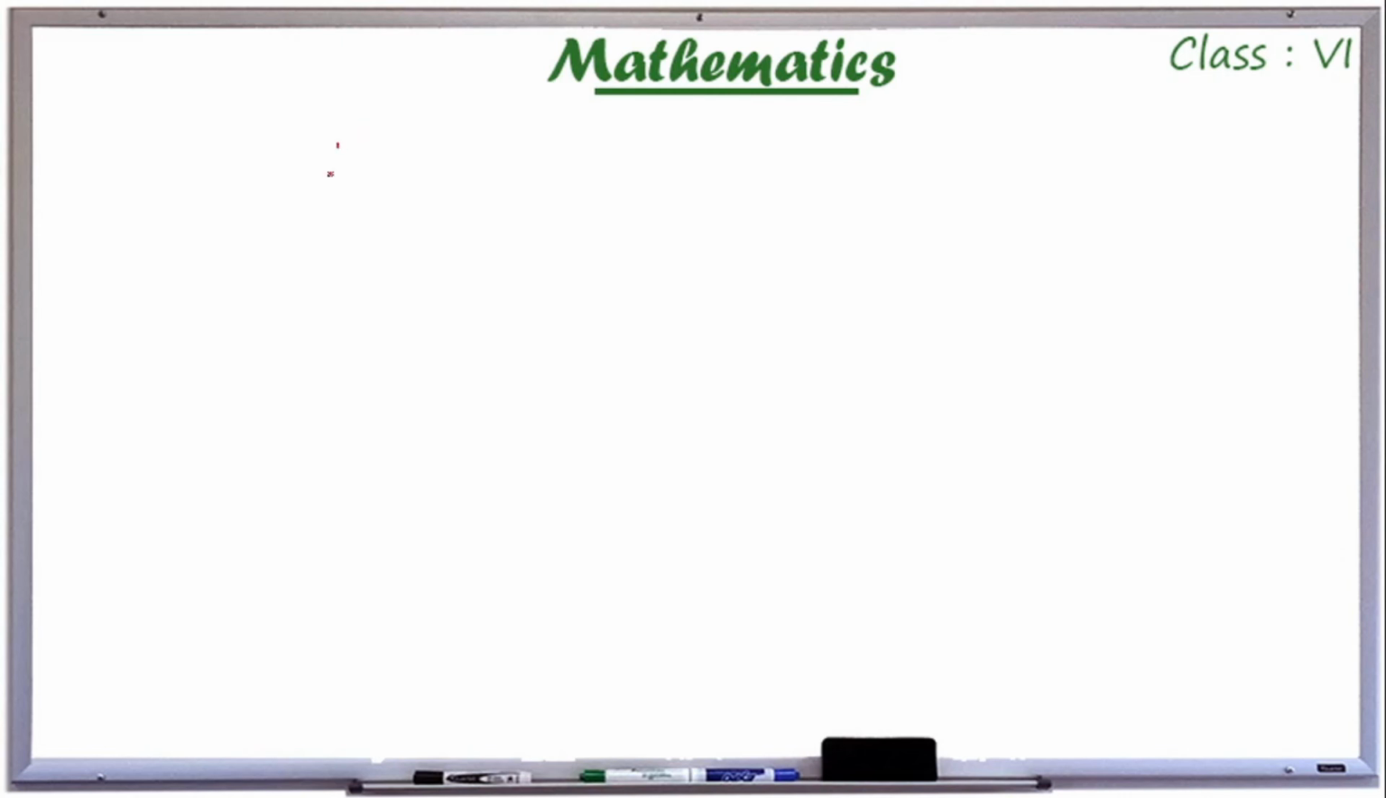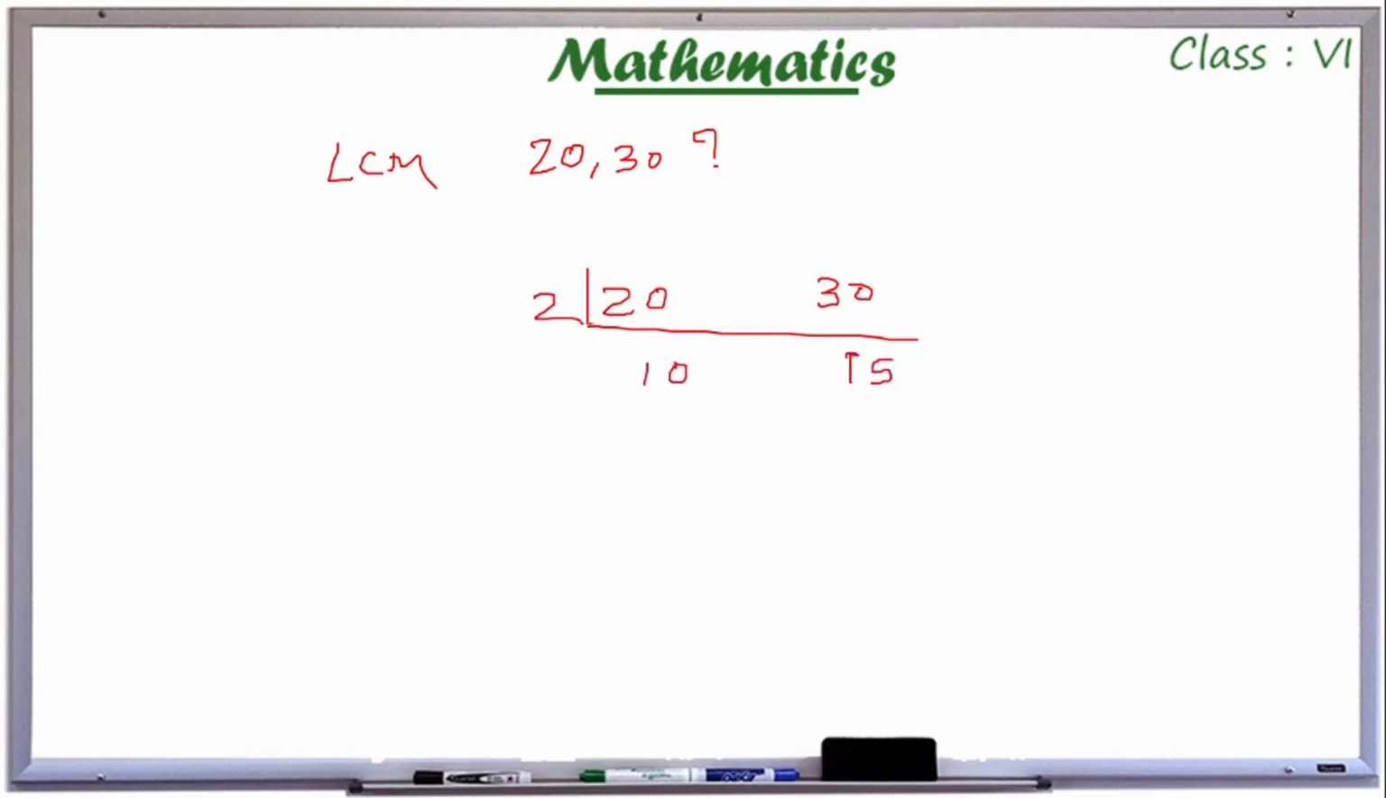Next, I am going to find the LCM of 20 and 30. So first step is write 20, 30. Check for 2. Yes, 2 is possible. 10 and 15. Check for 2. 2 is possible, since any one number, 10 here, is okay. So 5 into 10, then 15 is not divisible by 2, so I have to directly write 15.